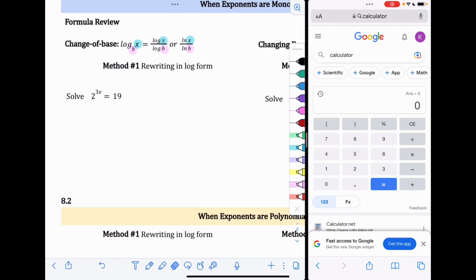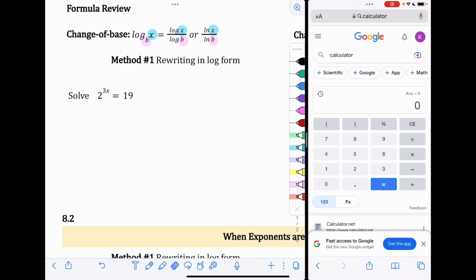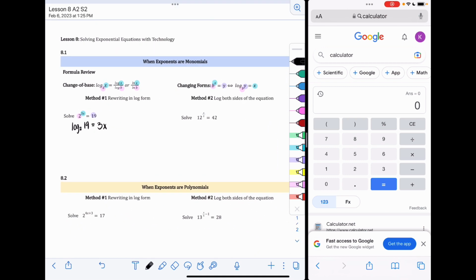So method number 1 is going to be taking your equation and rewriting it in log form. First problem is 2 raised to the 3x equals 19. If I want to rewrite this in log form in order to solve, I first have to figure out what my base is. The base is 2. So I'm going to rewrite it in log form with that same base. So it'd be log base 2. And then I know that the exponent part is going to end up on the other side of the equal sign by itself. So I'm going to say equals 3x. And then that 19 is now what we're taking the log of. So equals 19. And that's just using this pattern up here to convert between the two.